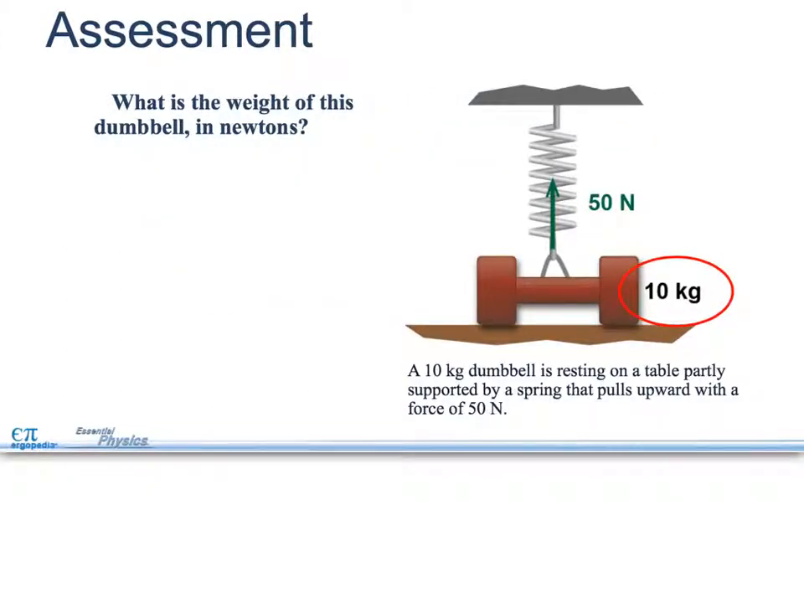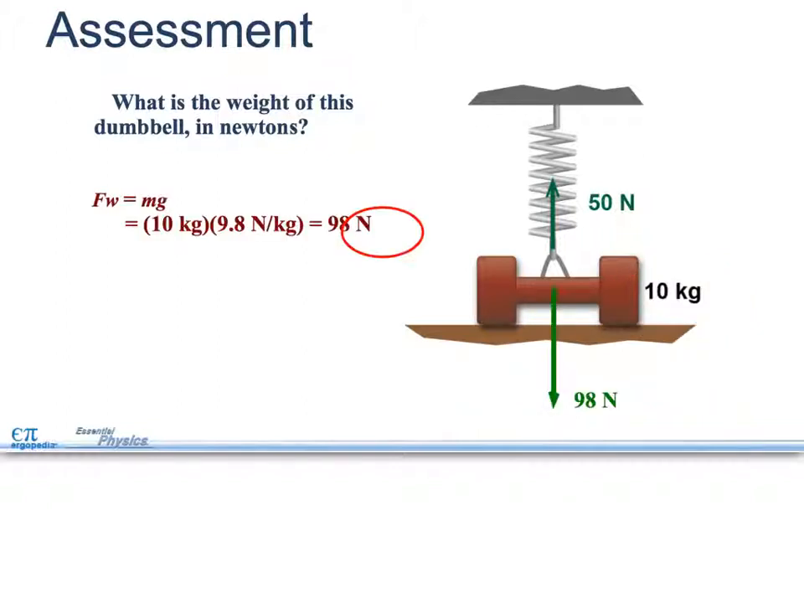What is the weight of this dumbbell in newtons? So we have 10 kilograms. We're looking for this. So the 10 kilograms multiplied by the acceleration of gravity gave me this.